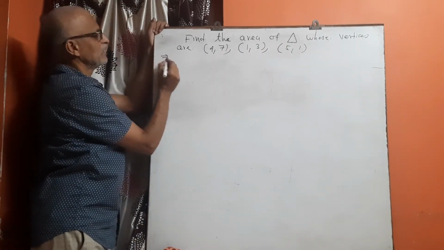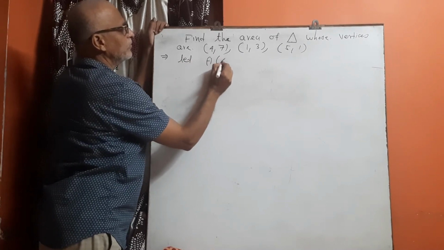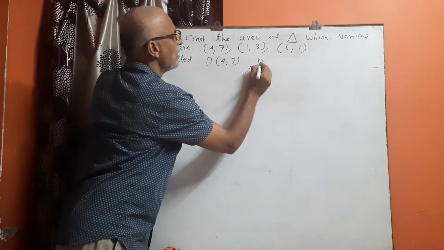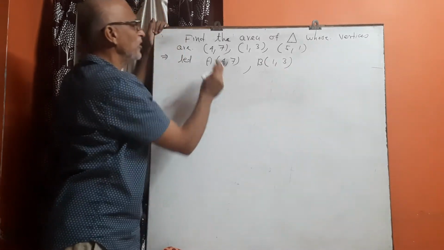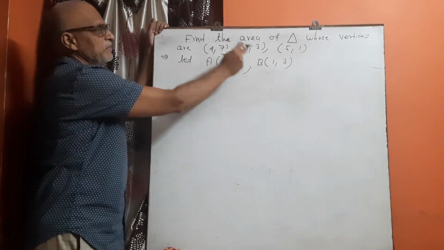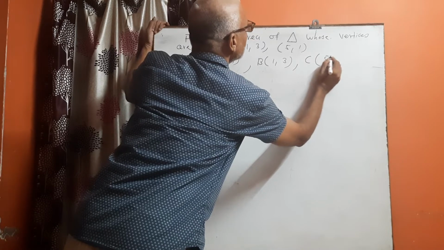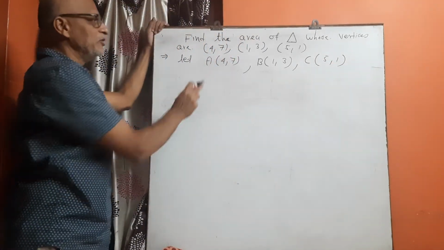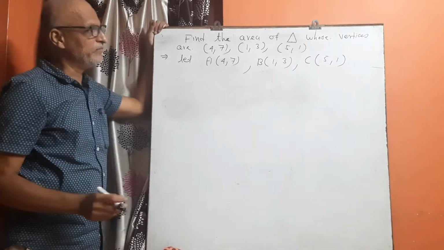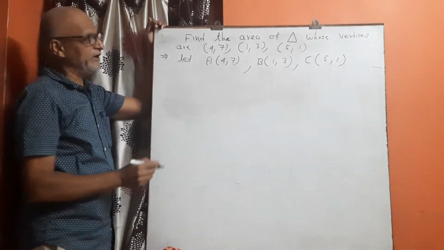So let us start with, let A of 4, 7, then B of 1, 3. तीनों पॉइंट आपको ए बी सी कंसिडर करना है. A first point I considered 4, 7, B is second point that is 1, 3, and C is third point that is 5, 1. Either you can write A of 4, 7, B of, or you may put the 3 lines in between these 3. Now we have to find out the area of this. So first write down the formula of area of triangle.